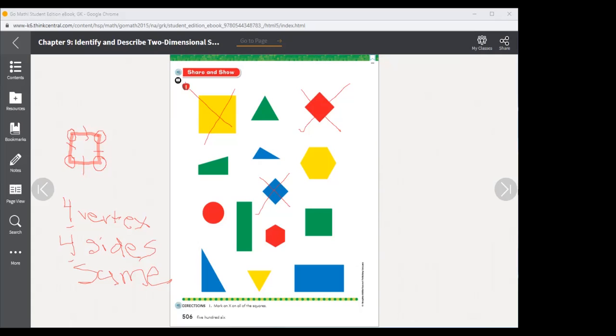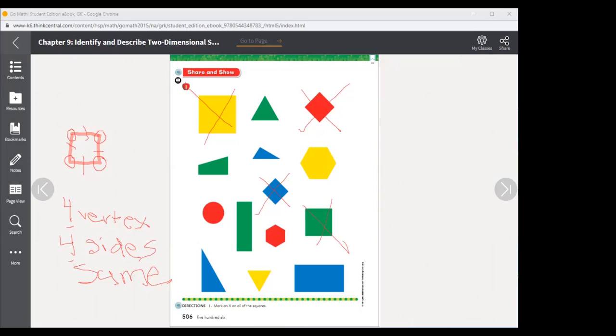All right, Tomas, the green one right here, is that one a square? Yes or no? Tomas, prende tu micrófono. Yes, good job. So we're going to put an X on it because it is a square. It has 4 sides, 4 vertex, and they all look the same. So yes, that qualifies it for a square.